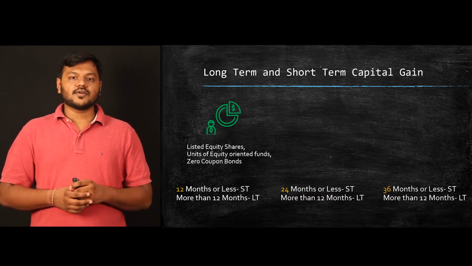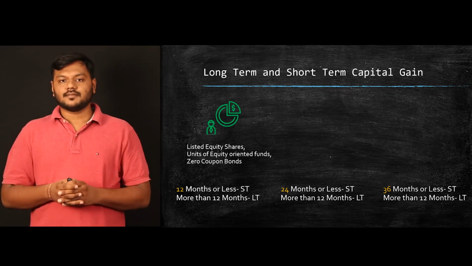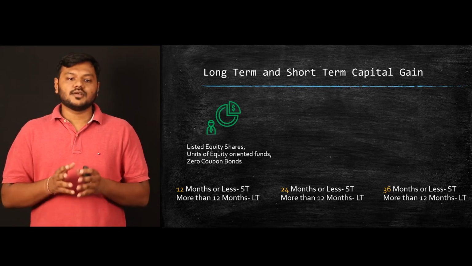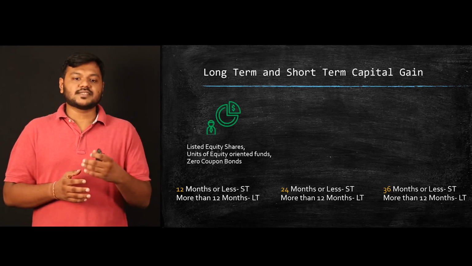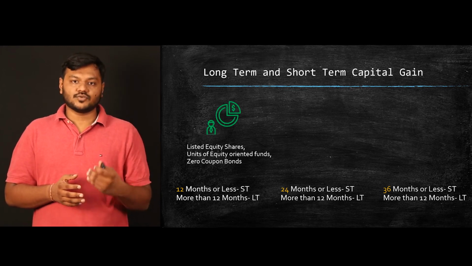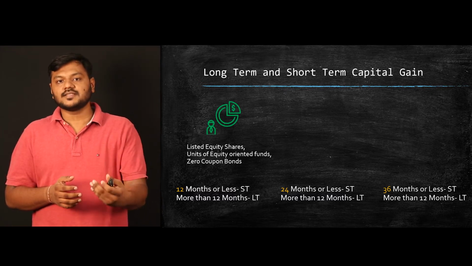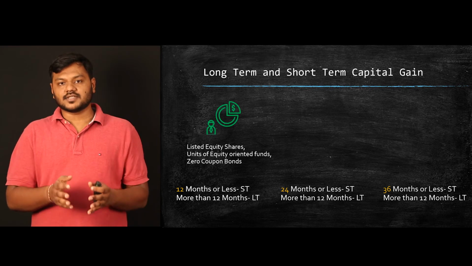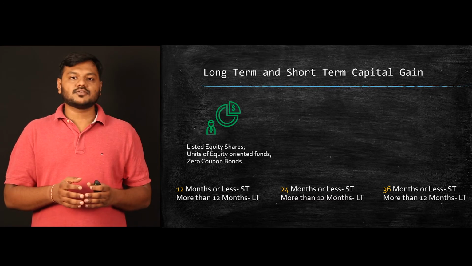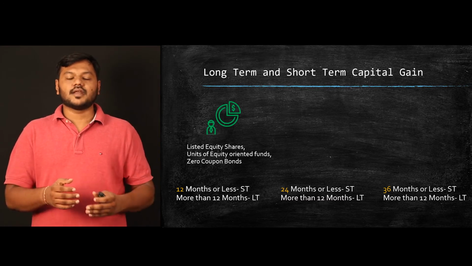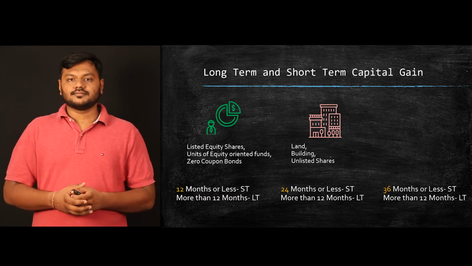Mark this. Here I have used the words listed equity shares. So all these three types of assets, if sold within a time period of 12 months or less, which means if I purchase listed equity shares today and sell them within 12 months, whatever capital gain is charged would be short-term capital gain. However, if I hold those shares for more than 12 months and sell after 12 months, that will be considered long term.